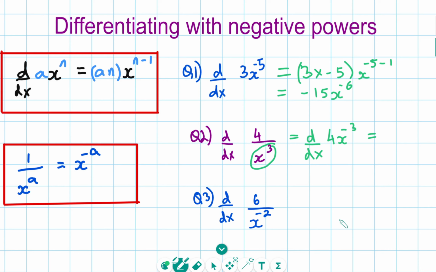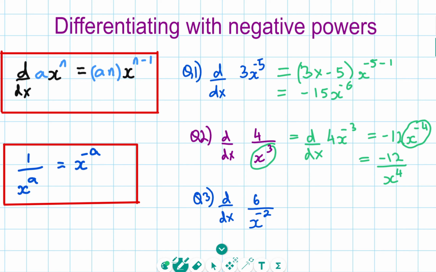So 4 times negative 3 is negative 12. X to the power of negative 3 minus 1 will make it negative 4. Now, we can leave it like this, or we can also write it back in the form that we had the question in by taking this to the denominator and making the negative 4 a positive 4. So that's our final answer.